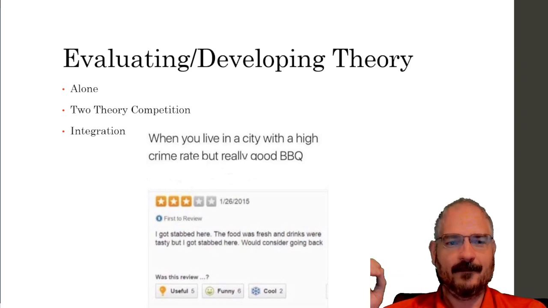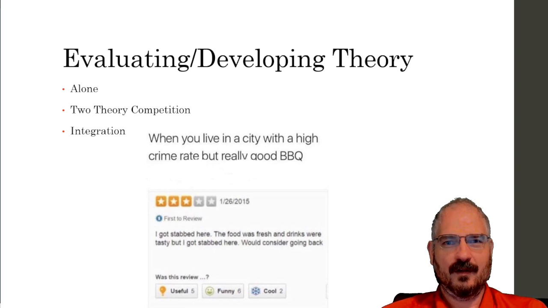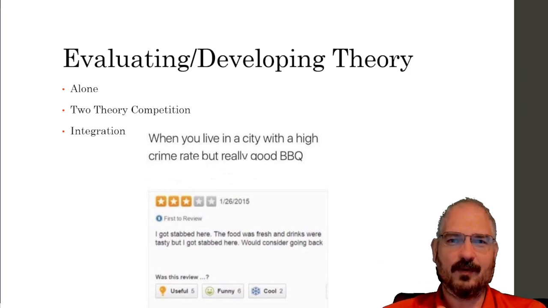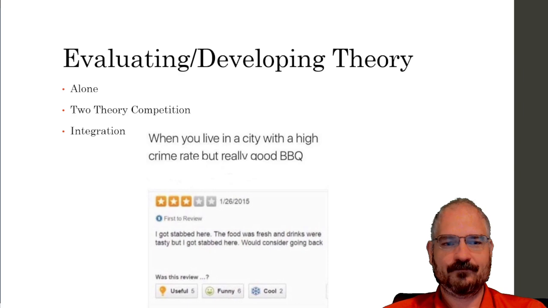The second is to take two theories and determine which one does a better job of explaining crime. So it's kind of a competition. You take a big data set and then you have variables for these two different theories and you see which set of variables is better able to predict criminality.